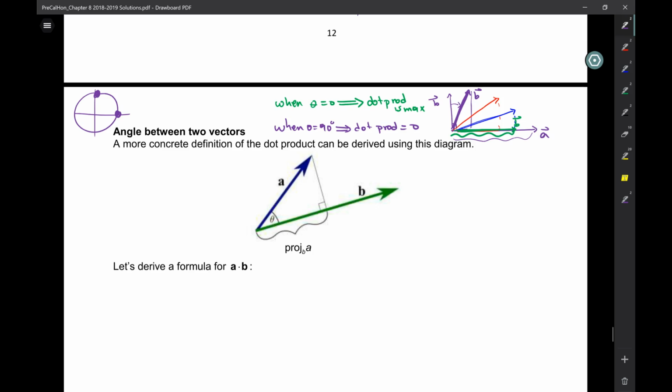Like minimum how? If maximum is 1, then the minimum is negative. Okay, so if this is vector A, and if we made vector B here, and that's 180 degrees, now you've got the length of B, but it's a negative value, okay?